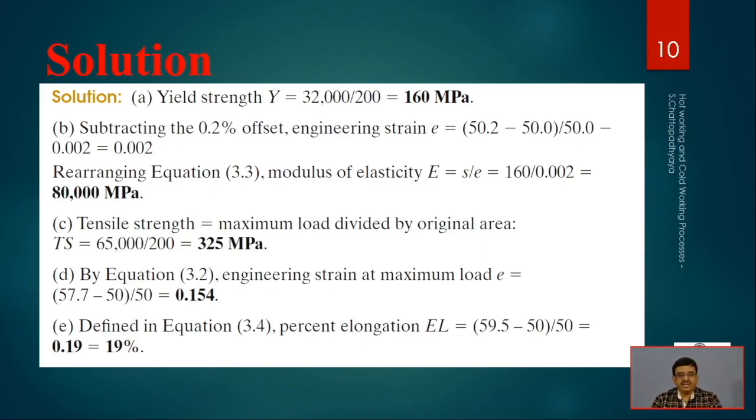So the yield strength comes straight away. We have already gone to the problem, and 32,000 was there, divided by 200, and it will be in megapascal. Pascal means Newton per meter square. So 160 megapascal will be there.